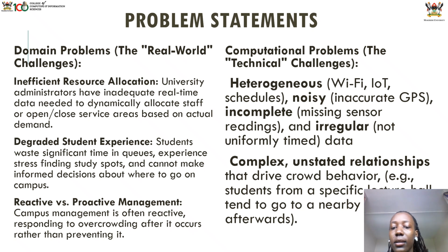So you find that some crowd behaviors are really complex and they have unstated relationships. For example, a student from a specific lecture hall going to a nearby cafeteria afterwards may be really unstated, because if you didn't model it in your system, you may not be able to know.